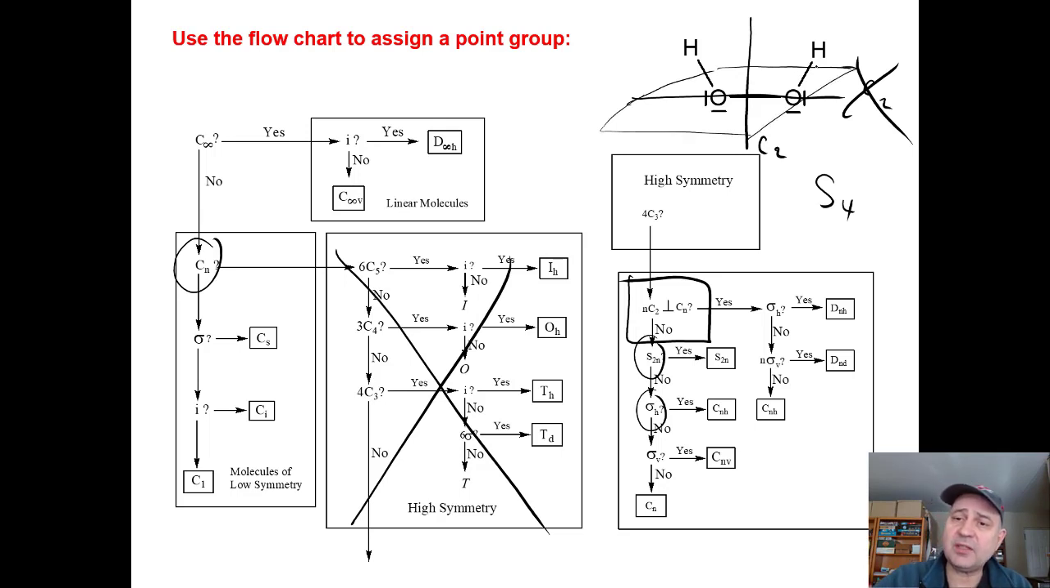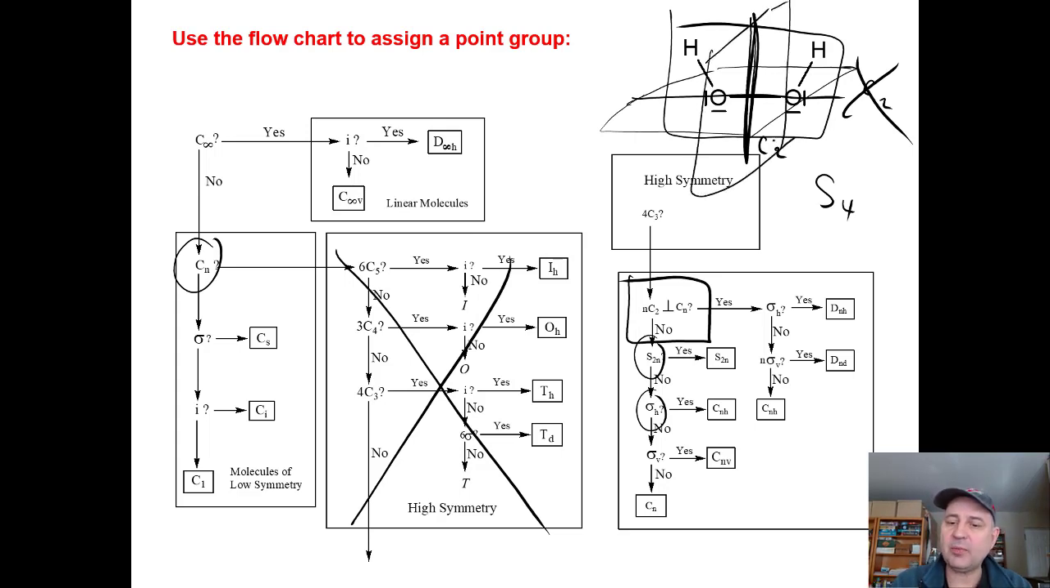These mirror planes that we see now, the plane is not along the C2. Actually it's along the C2. It's not cutting the C2 in half. So the sigmas that we have are going to be vertical. Okay, so sigma V and sigma V, and so this is also C2V, just like water was.